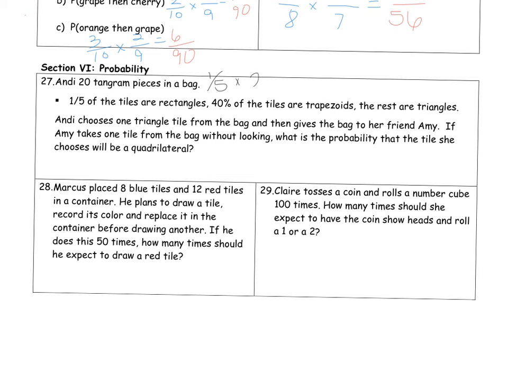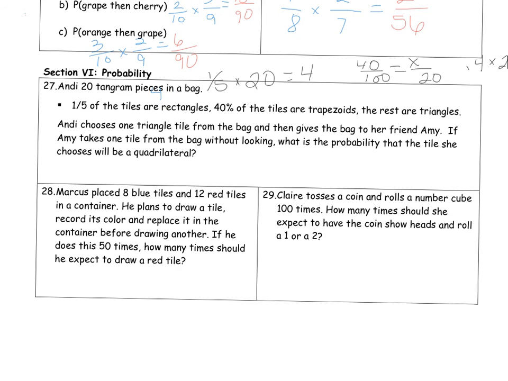So to do this, we're going to start out by saying 1/5 times 20, because we want to know how many are rectangles. And that tells us 4. So we now know that there are 4 rectangles. And then for 40%, we have to do 40 over 100 equals x over 20. Or we can do 0.4 times 20, and we end up with 8. So there are 8 trapezoids. And therefore, if there are 20 tiles total, and 4 are rectangles and 8 are trapezoids, this leaves us with 8 triangles.